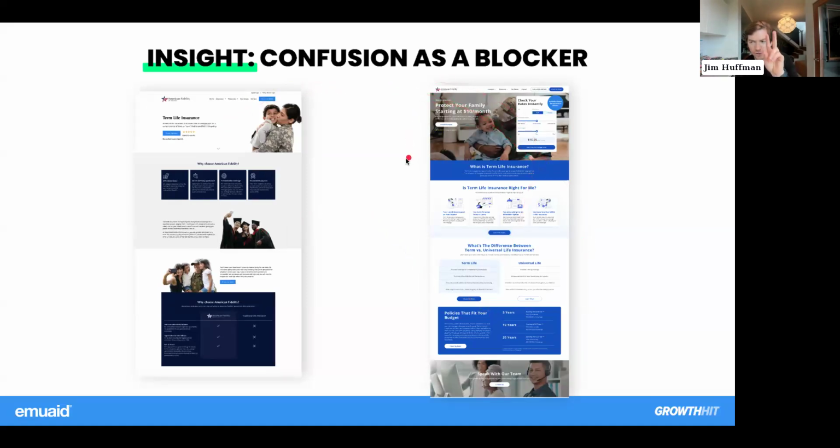So I want to show you, this was actually two iterations that we did. The first iteration was this section here because we knew people were confused on like, hey, what is term life? And look how direct we are. We literally took the three questions and made those design elements. What is term life insurance? Is term life insurance right for me? And then we started to see people like, wait, what's this thing, universal versus term life? Like, okay, comparison table time. Let's throw it in there.